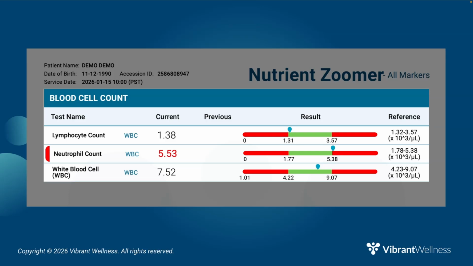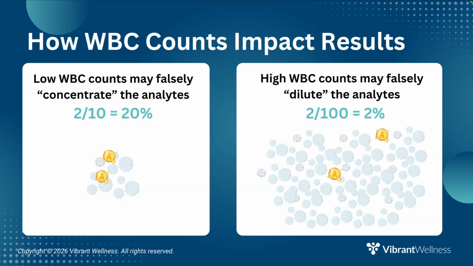For example, and let's assume for a minute that all white blood cells have the same number of nutrients, if you have a large number of white blood cells, your sample will inevitably have more nutrients than if you have a small number of white blood cells. However, if your patient's white blood cell counts are out of range, either too high or too low, not all is lost.